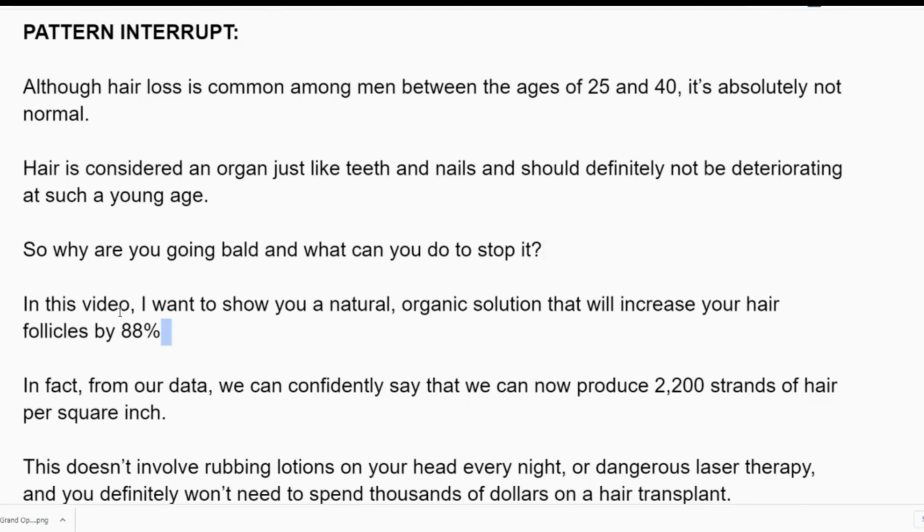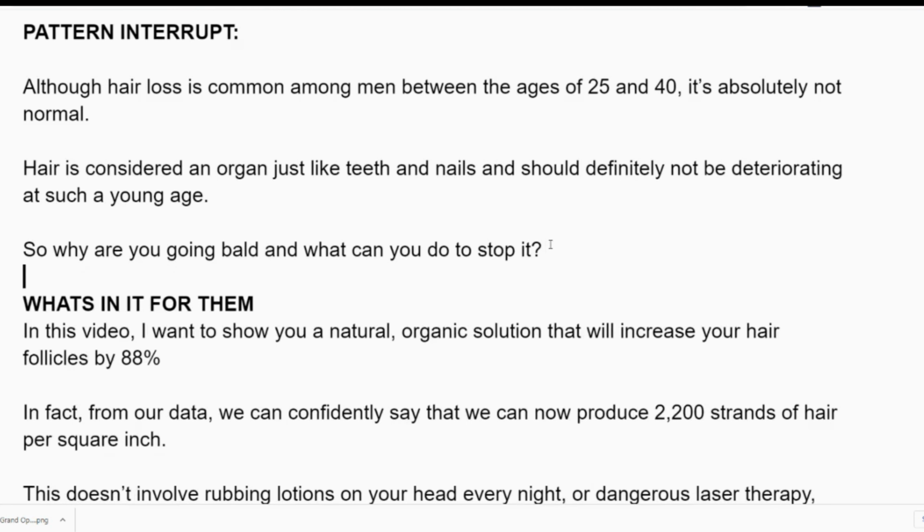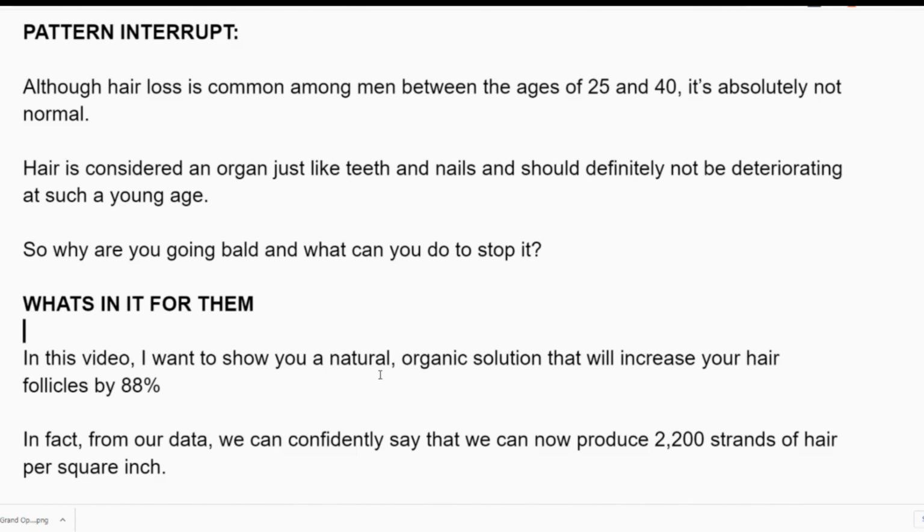So here I've put a benefit. I'm going to put a what's in it for them here. So here I've got the what's in it for them. In this video, I want to show you a natural organic solution that will increase your hair follicles by 88%.